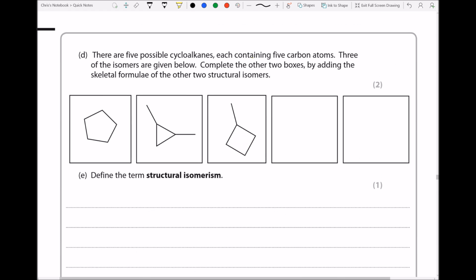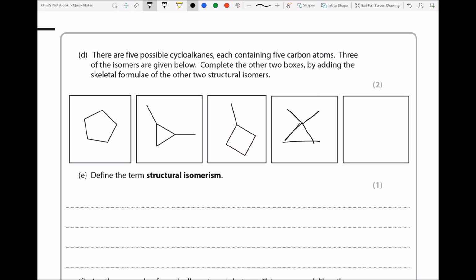Okay, right, next bit. So part D. There are 5 possible cycloalkanes, each containing 5 carbon atoms. 3 of the isomers are given below. Complete the other 2 boxes by adding the skeletal formula of the other 2 structural isomers. So this is basically just making sure that when you draw these, they are different to the ones you've already drawn. For example, obviously we've got one there. Make sure it's got the same number of carbons and hydrogens, because these are structural isomers. So one of them could be this one.